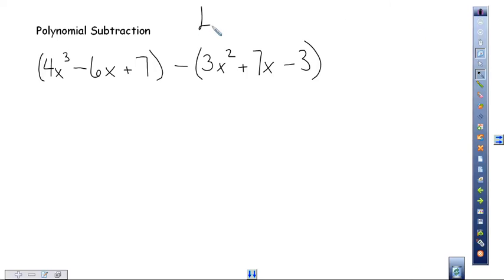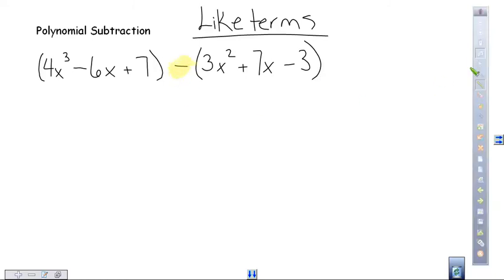Subtraction is the exact same thing. You're still just putting like terms together. Okay, it's still all about like terms. You just have one thing that you have to be extremely careful about. It's minus. You are not just subtracting the first term. You are subtracting everything in this polynomial.